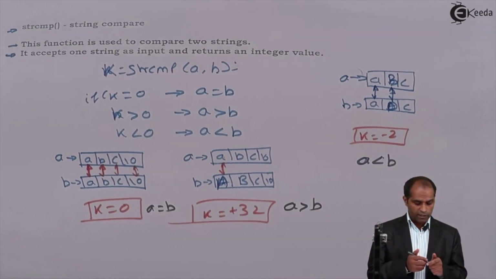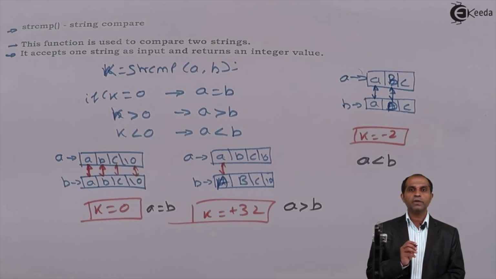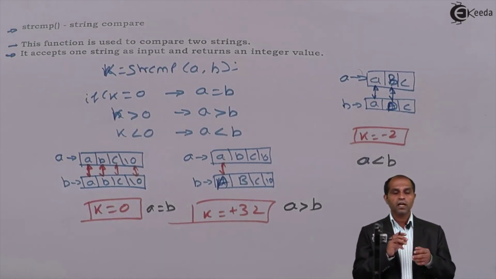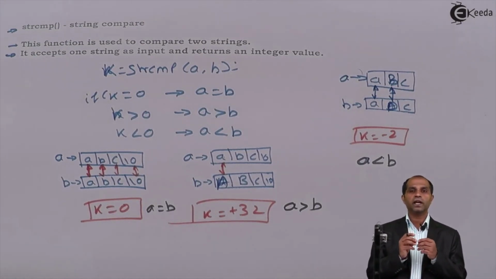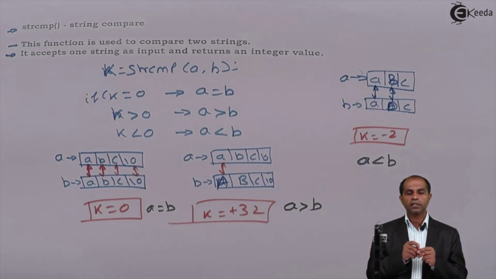I'll once again remind you that this is not a length based comparison, it is an ASCII based comparison. An ASCII based comparison will always compare the ASCII values of these characters and then check whether the result is positive, negative or 0. 0 means same, positive means greater than and negative means less than.